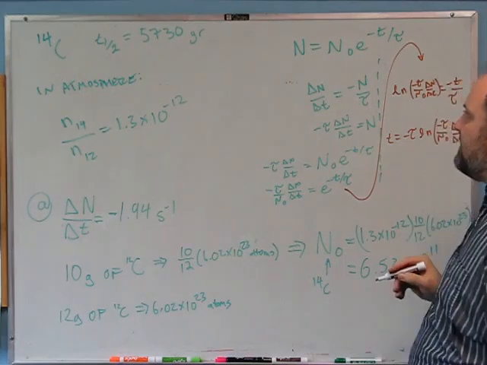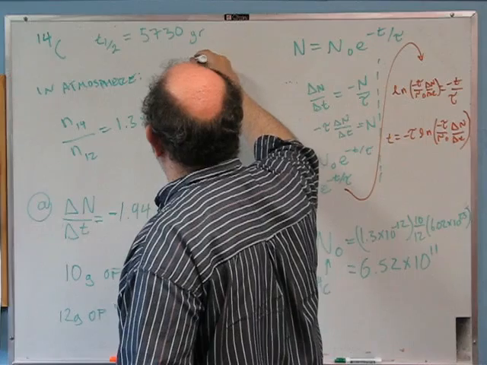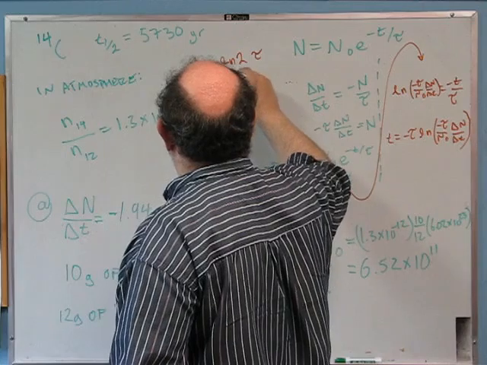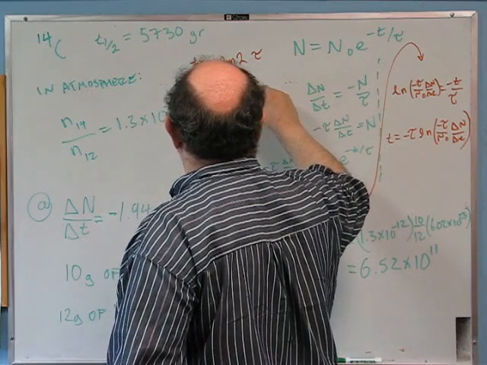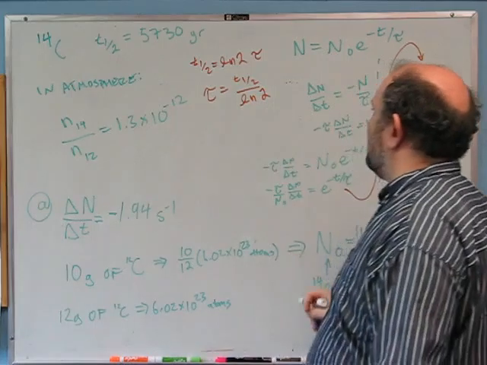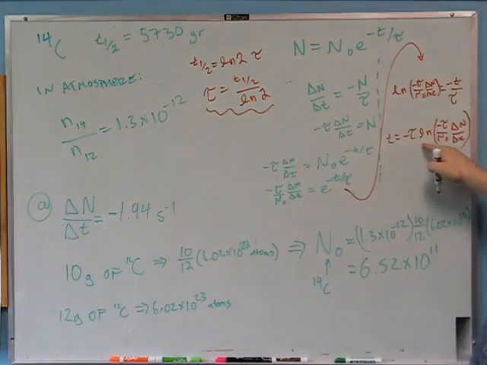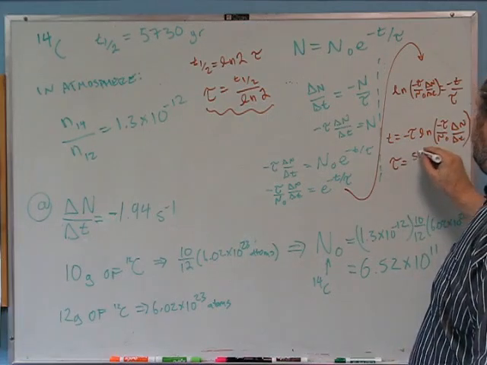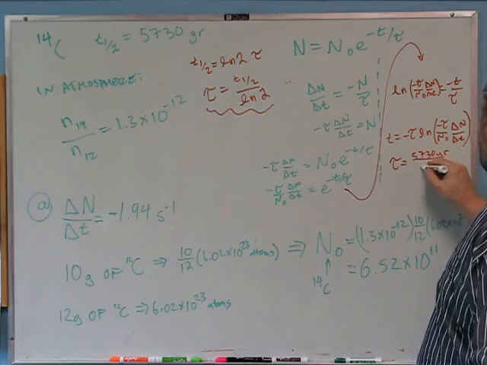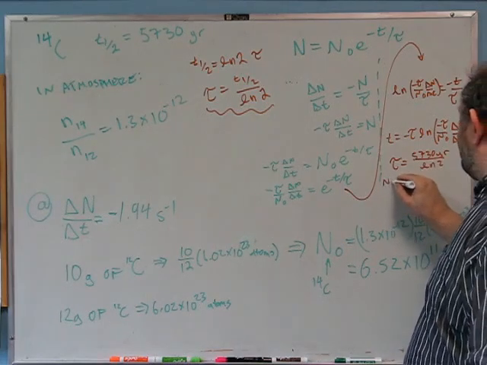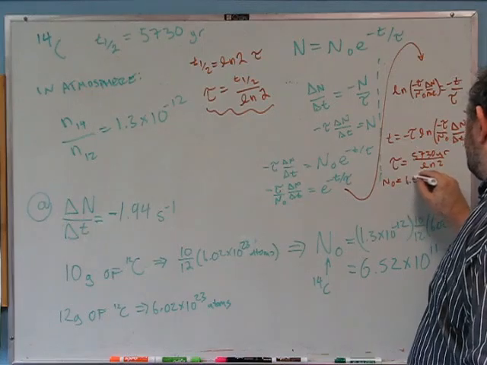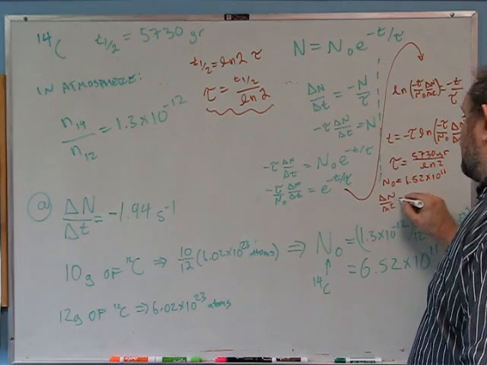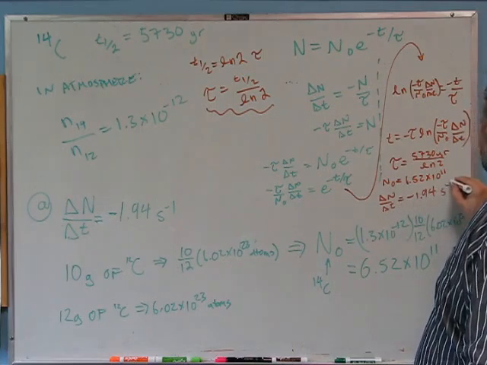And almost now we have everything we can get, except wait, we have the half-life and not tau, but we know that the half-life is equal to ln2 times tau. So to get tau, I just take T 1/2 and I divide it by ln2. ln2 is less than 1, so that'll be slightly longer. So I'll calculate that, and then I'll plug all the things in here. So tau is equal to 5730 years divided by the natural log of 2. N0 is equal to 6.52 times 10 to the 11th. And delta N by delta t is equal to minus 1.94 seconds to the minus 1.